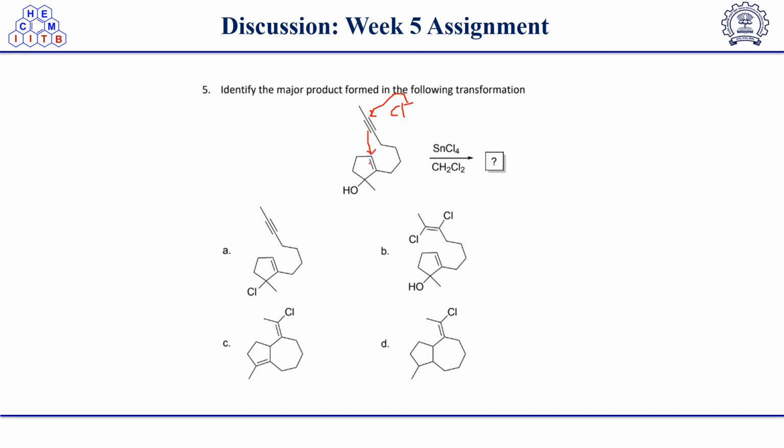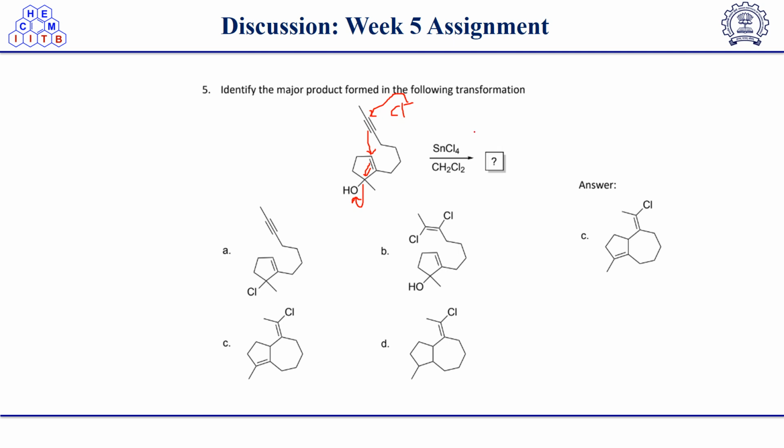So this bond will be shifted to here, and this hydroxyl group which is coordinated with this SnCl4 will get eliminated. So what will be the product then? Here one Cl will be there, and here one ring will be forming. That will be like 1 2 3 4 5 6 7 membered ring will be forming with the double bond at this position, and this OH group will be eliminated. So option C will be the correct answer.